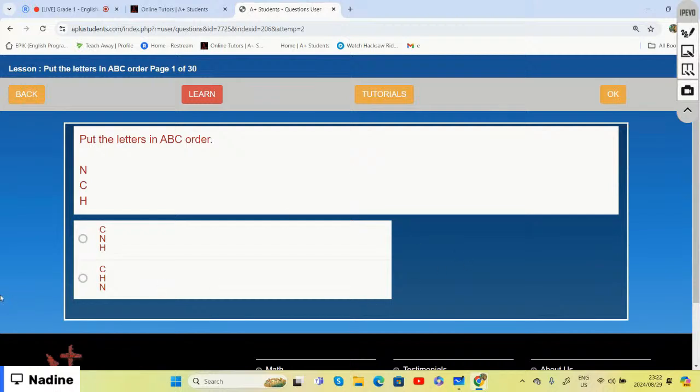All right, so we need to put these in order, right? If we look at the first, we have N, C, and H. So the letters given to us are N, C, and H. We need to put those letters in order.